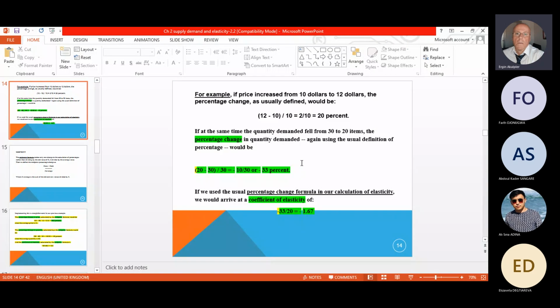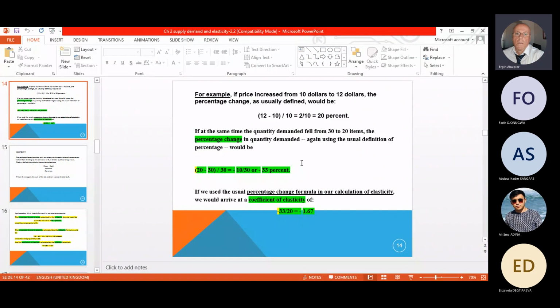Let's go through. This is the coefficient that I have done. 12 minus 10 divided by 10. This is the price change. 2 over 10 will give you the 20%, the price change. And then we are going to estimate the quantity. The quantity is then 30 to 20, reduced.